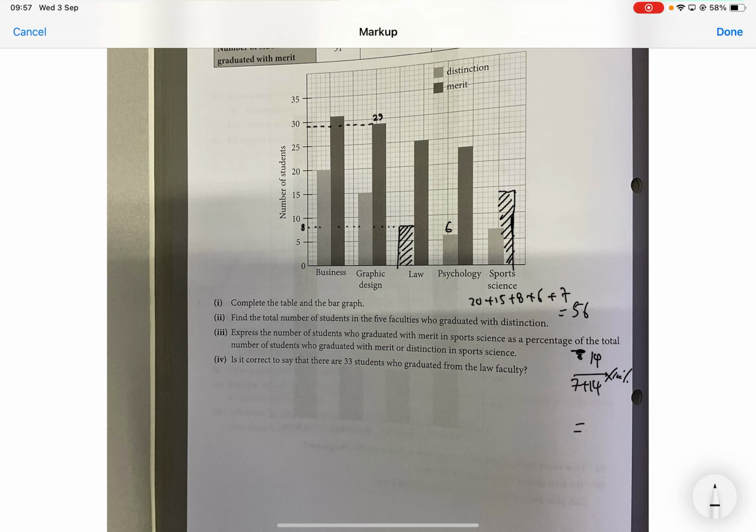You can give either 66 and 2/3%, or you can write 66.7%, or 66 point repeated 6%.